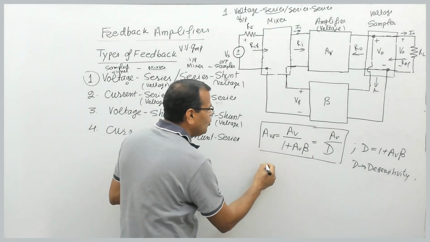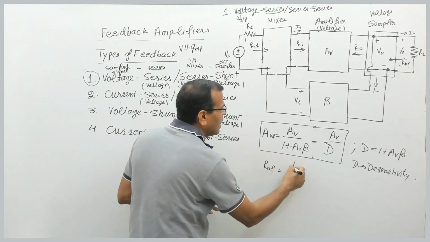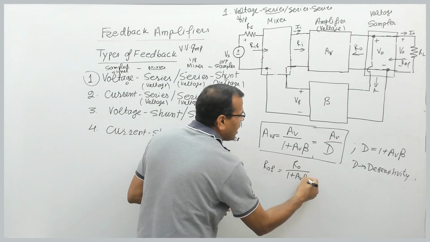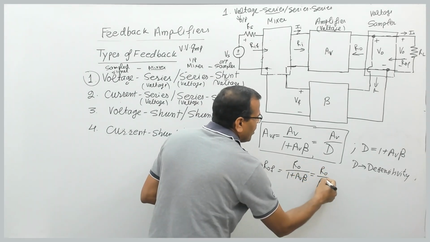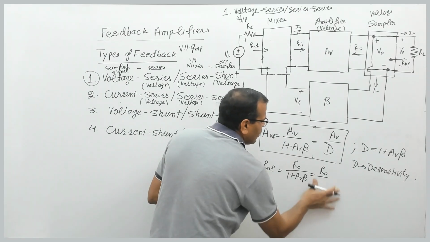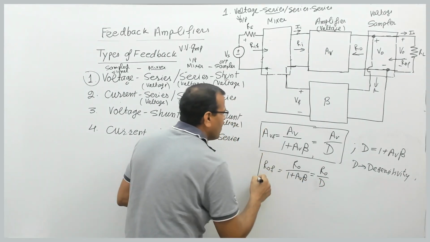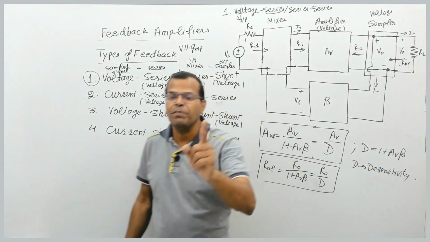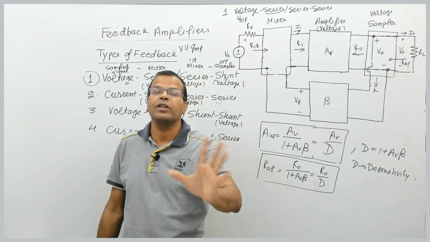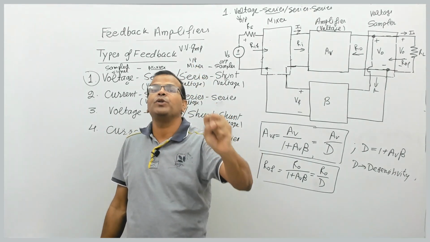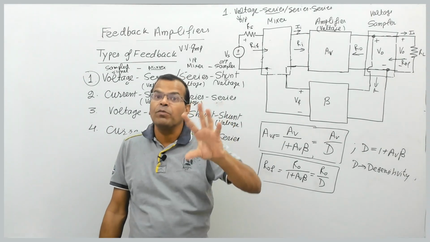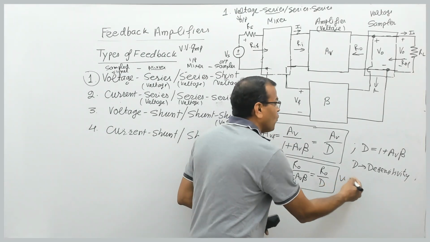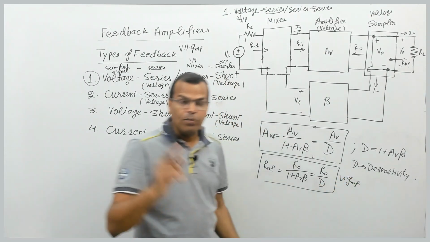So the output resistance with feedback is R0 divided by D, that is 1 plus AV beta. I repeat, the output resistance with feedback reduces by factor D because it is shunt, and shunt means parallel. In parallel combination, resistance decreases. This is the concept you should remember, and this is the way you should remember. From the words series and shunt themselves, I will be able to remember these expressions, and these are very important expressions from the examination point of view.